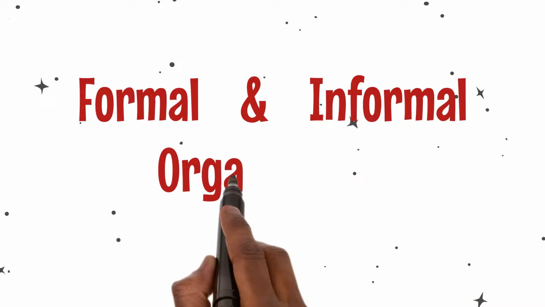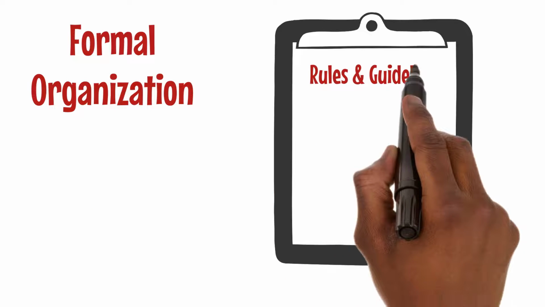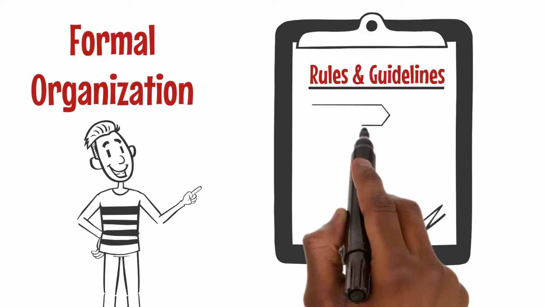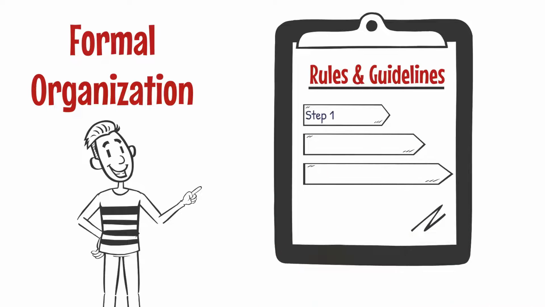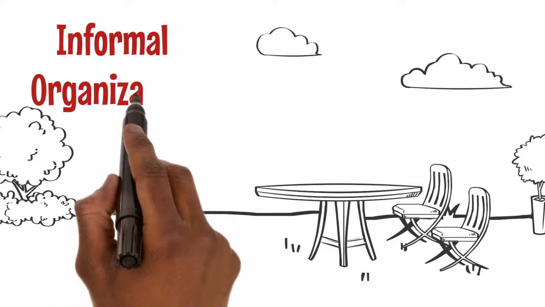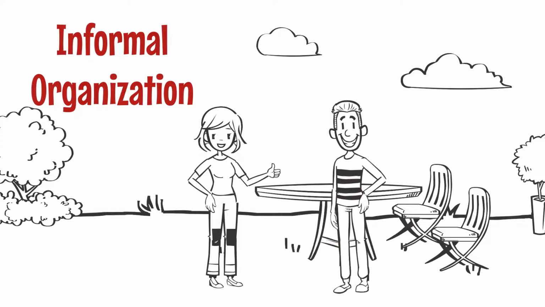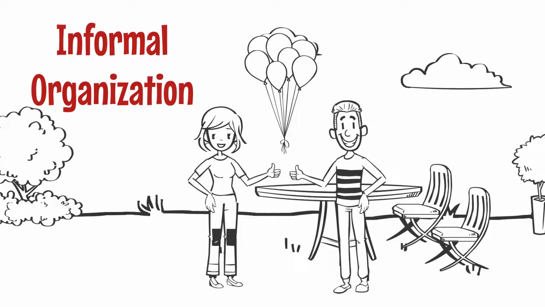Now, let's enter the realm of formal and informal organization. Formal organization is like a well-planned palace with clear rules and guidelines. It's like a step-by-step guidebook on what to do, whom to follow, and the rules to follow. On the other hand, informal organization is like a lively garden party, where relationships bloom naturally based on personal attitudes.